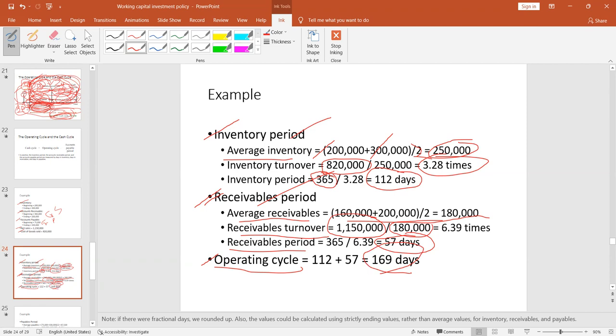I'm now moving to the next slide. Before that, I want to ask you, how can we determine the cash cycle? Operating cycle is done. What's the next step? Sir, accounts payable. So what do we have to calculate now? Accounts payable period. For what? We will not add it, we will subtract it. Minus. The process is the same again.